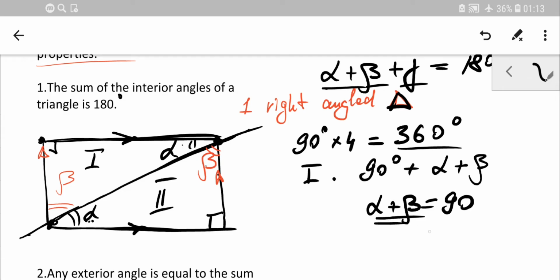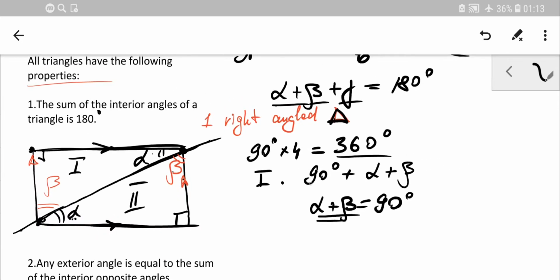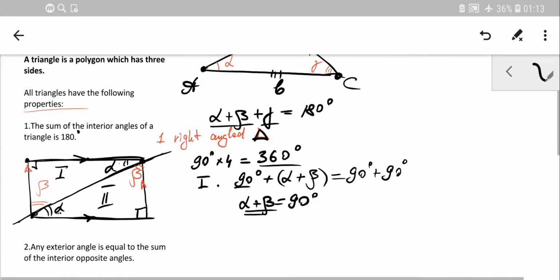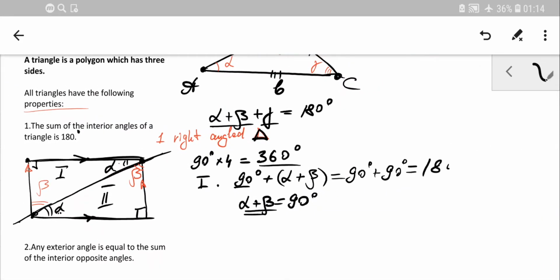So in total we have 90 degrees here, and if we sum up 90 degrees for triangle 1 plus alpha and beta, which is also 90, we'll get 90 and 90. So we'll have 180 degrees. So here is a fast and elegant proof.